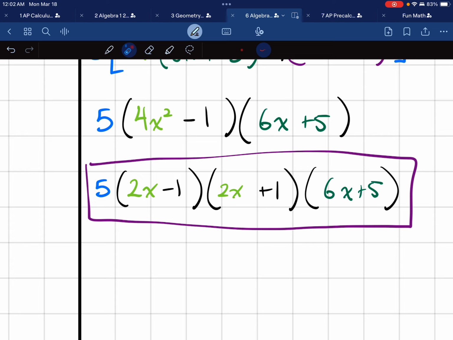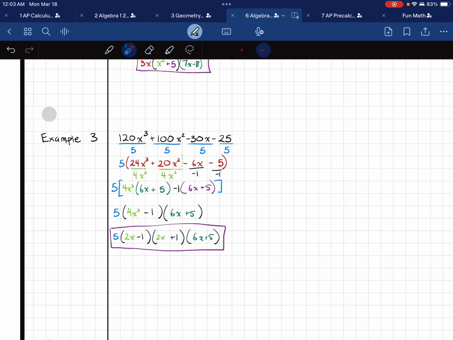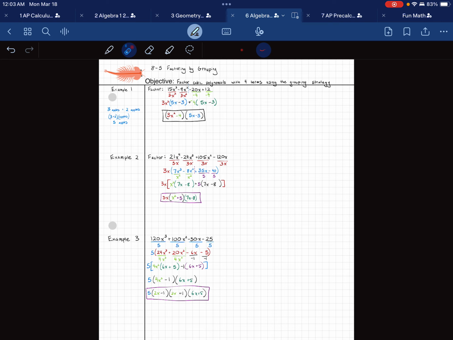Just be ready that about half of the questions that I'll put on the homework or the test will have this problem where I can factor yet again because it's a difference of squares. And that's not as hard as the ones where nothing can be factored out. So remember that you sometimes have to factor out a positive 1. Just be careful. All right, that concludes my 3 examples for lesson 8-5 on factoring by grouping. Thank you for watching.